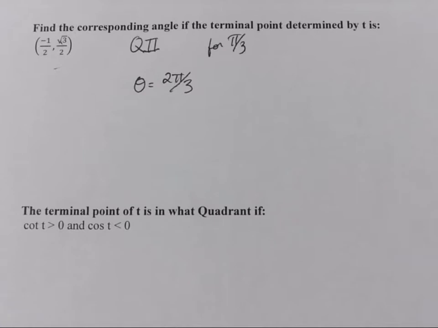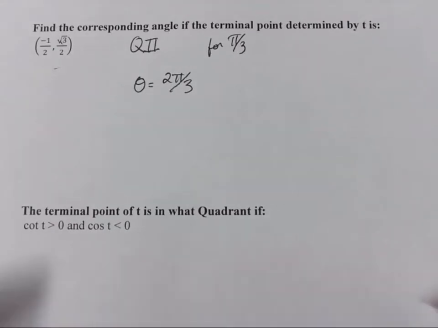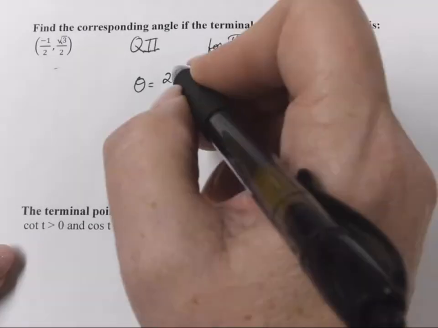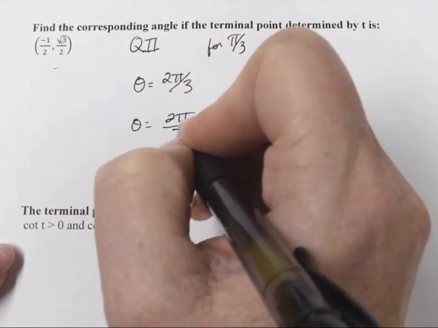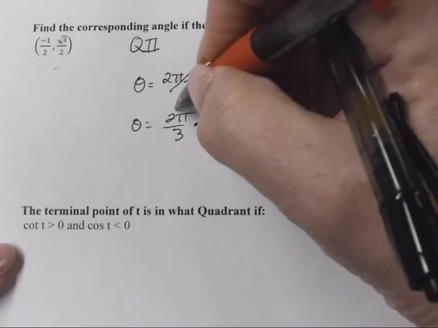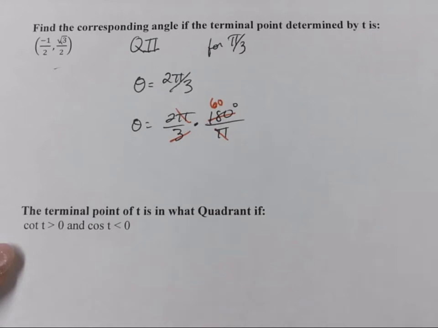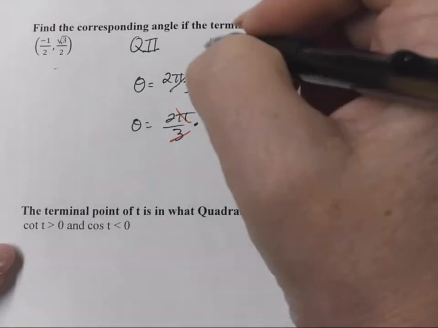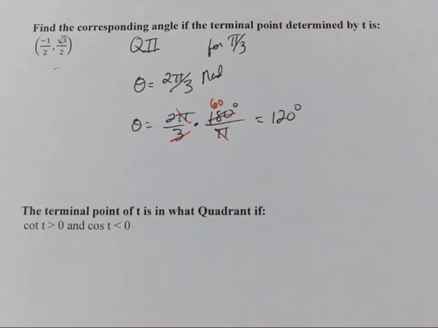But if I want to find it in degrees, since I'm going from radians to degrees, I need to multiply by 180 over pi. So I could also find that my angle is 2 pi over 3 times 180 degrees over pi. So my pi's will cancel, and I know that 3 goes into 180 60 times, so my angle would be 120 degrees. So this would be my angle in radians, and this is my angle in degrees, depending on what your question is asking for.